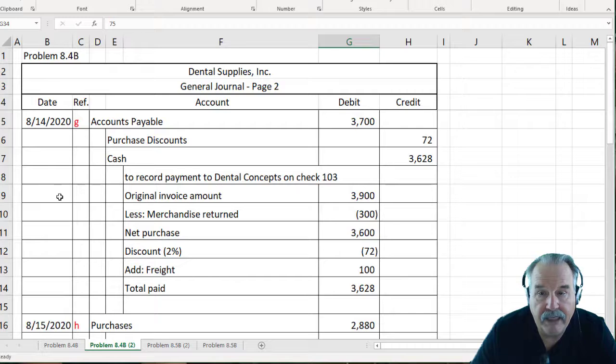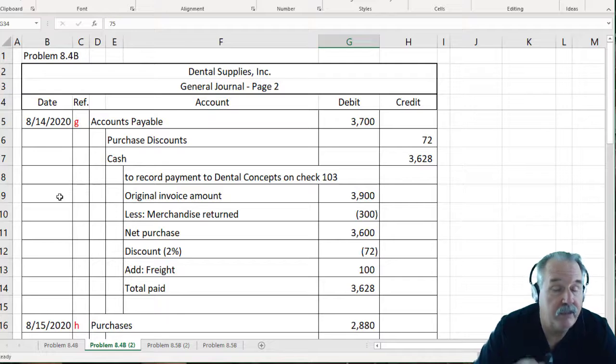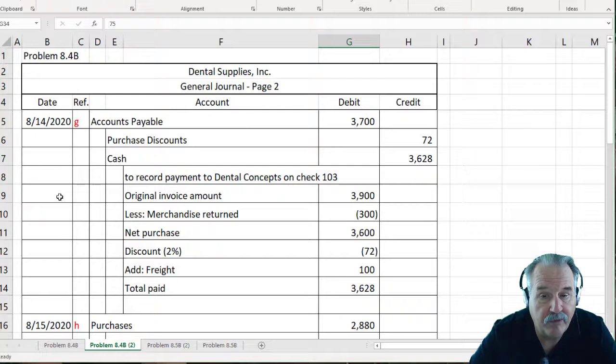Transaction G, we made a payment to Dental Concepts. Now remember, we sent some product back, so we had a return of $300. We also had some freight in this one, but we can't take the discount on the freight. So we take the invoice amount, which is $3,900, subtract the merchandise return. That's $3,600 net purchase. 2% of that is $72. We have to add the freight.